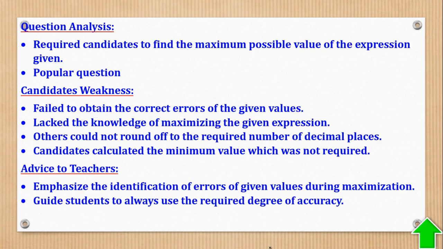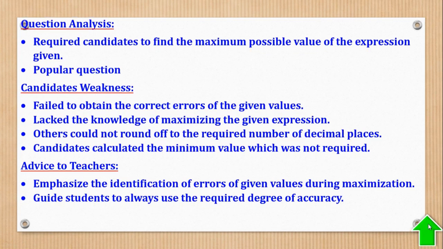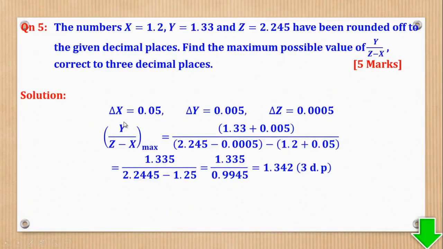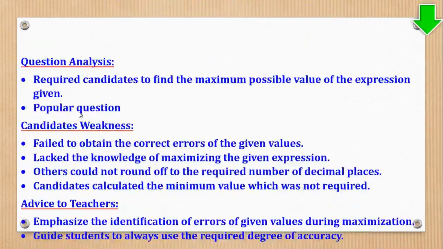So knowing here, if you go back here, for this quotient to be maximum, you must remember that the numerator must be maximum and the denominator is minimum. Also, you must know that for a minimum in subtraction, the first value must be minimum and the next value must be maximum. So that will also disturb candidates.